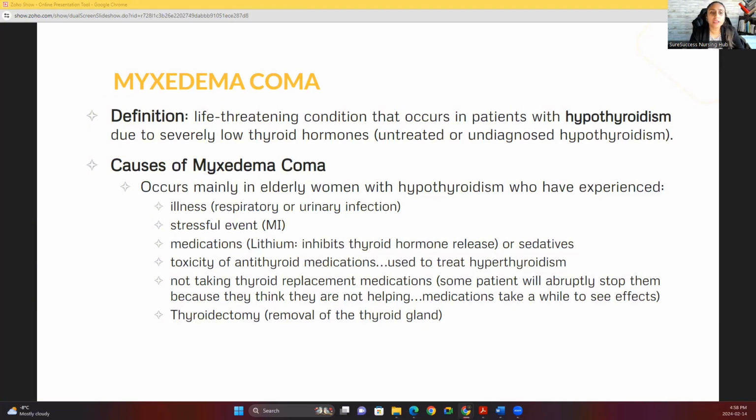And causes are again illness, stress. Your body is too much under stress. You will have medications such as sedatives, narcotics. All right, what else can make it super low? If the person is on anti-thyroid medication, for example, the patient's thyroid was so high that he was on anti-thyroid pills, and he took so much dose that it is so low that it leads to myxedema coma. All right, so thyroidectomy, removal of the thyroid, can cause myxedema coma.